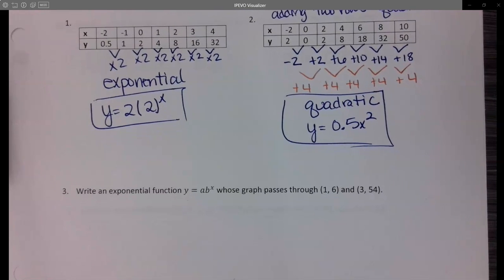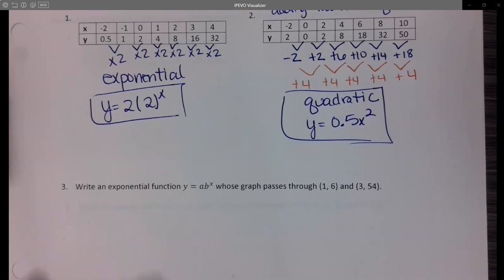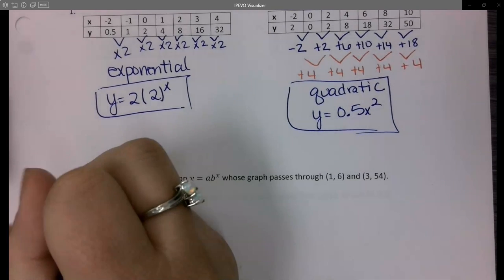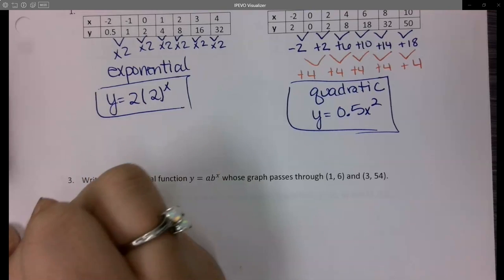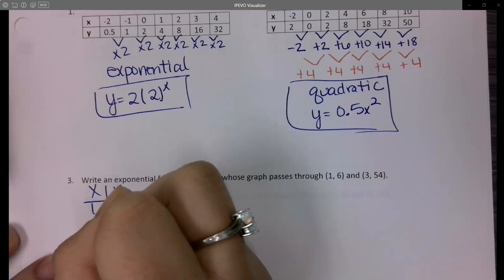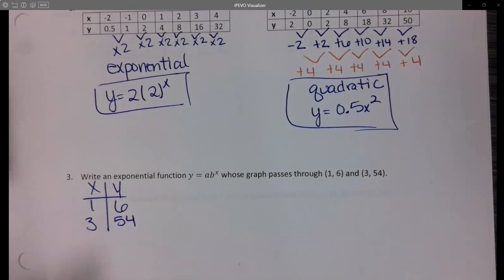Okay. Now number 3 tells me I want to write an exponential function whose graph passes through these points. So what I'm going to do is I'm going to make a table of values. I'm going to have my x and y, and write them in like a table. And then I'm going to go type it into Desmos.